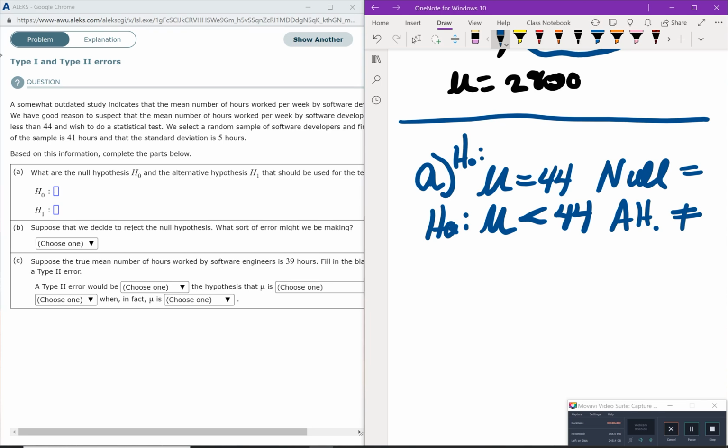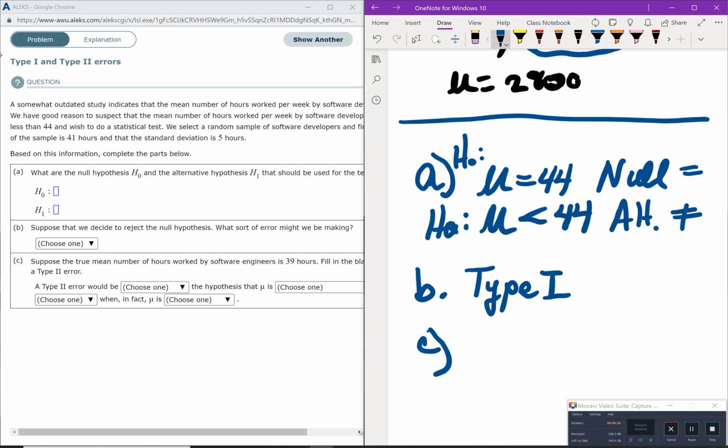In part B, it says, suppose that we decide to reject the null hypothesis. What type of error would we be making in this case? We reject the null. Because we're rejecting a null, there's a chance we're making a type 1 error, because it's all about rejecting the null. Now we get to part C.